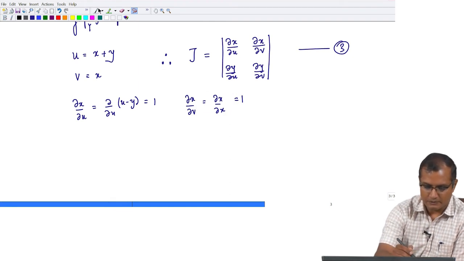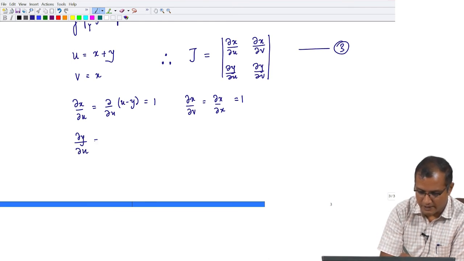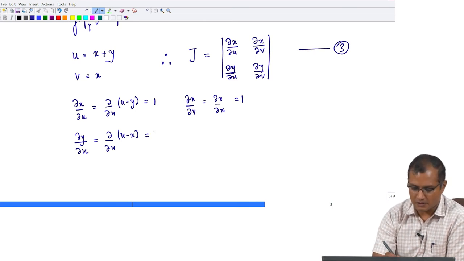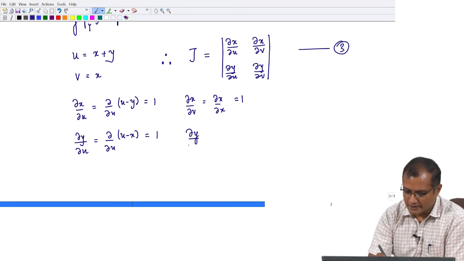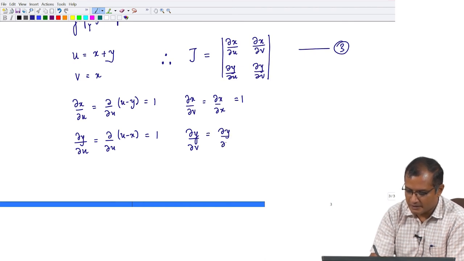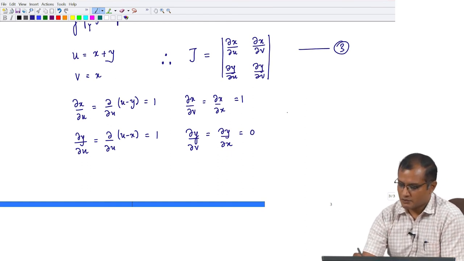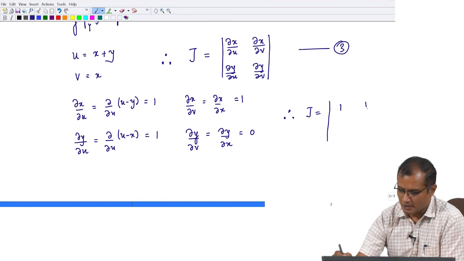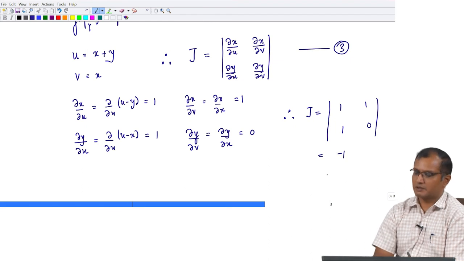Okay, so we can write down dy over du as d by du of u minus 6, which is 1, and we can write down dy by dv, which is dy by dx, because v is equal to x. Y and x are independent variables, so this is 0. So, therefore, our Jacobian becomes 1, 1, 1, 0. So, the Jacobian becomes minus 1.